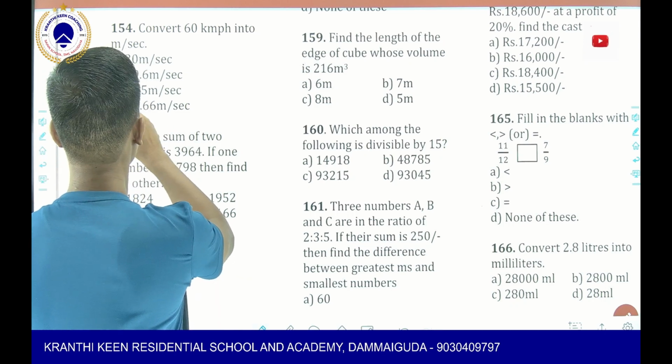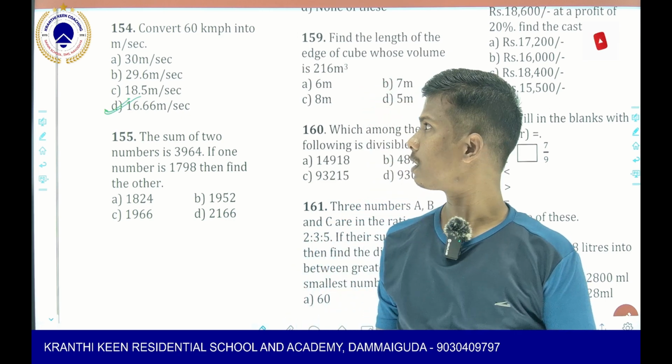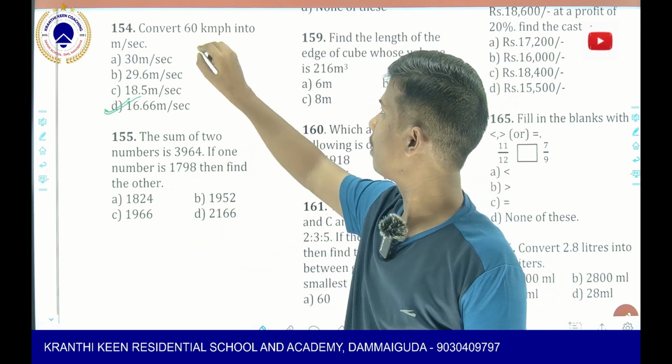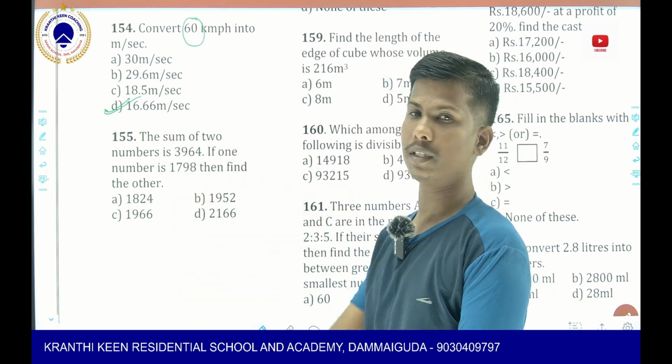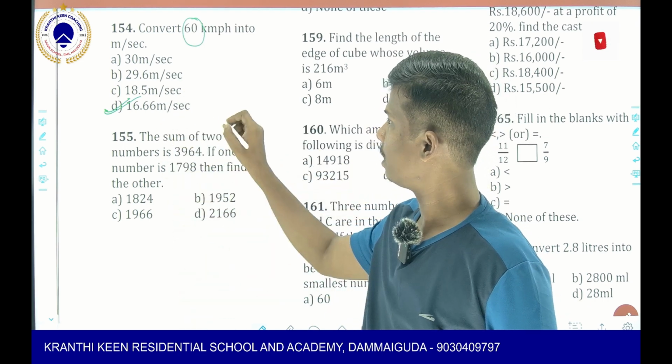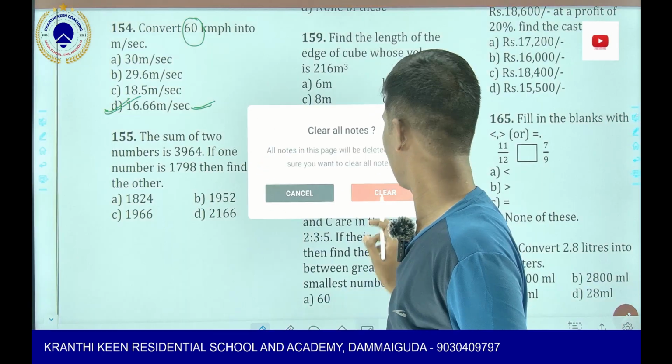Question number 154. That means if a train or bus, anything, goes 60 kilometers in 1 hour, it goes 16.66 meters in 1 second. That is the meaning of this question.